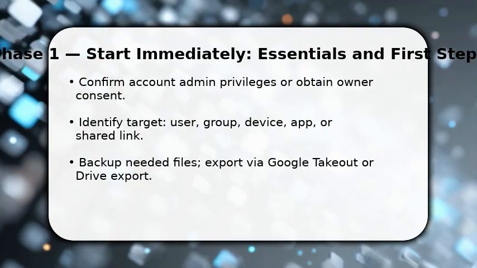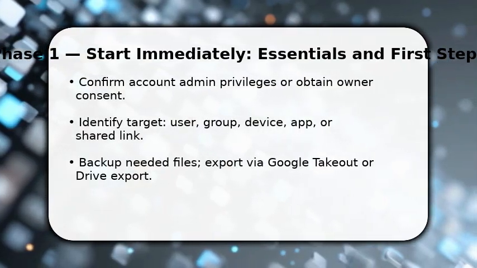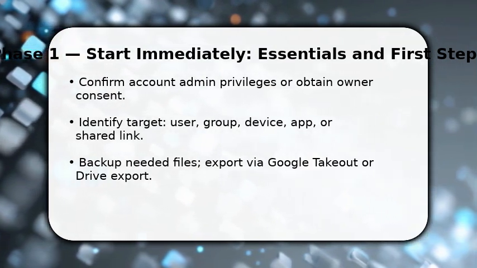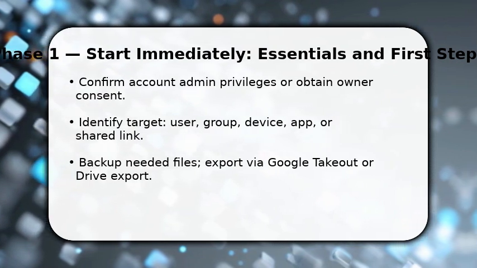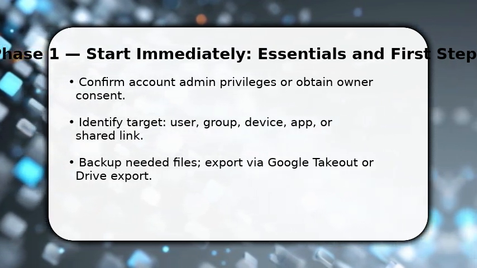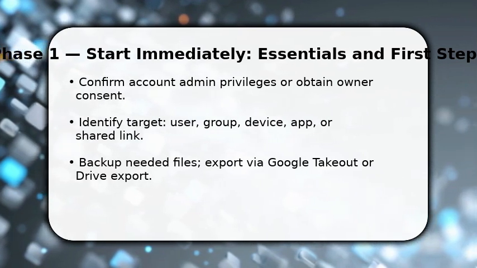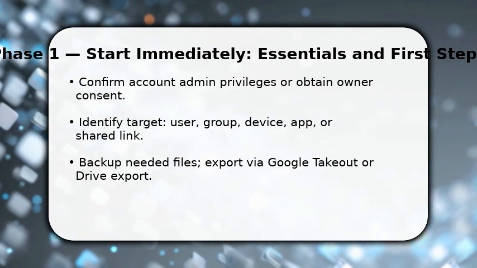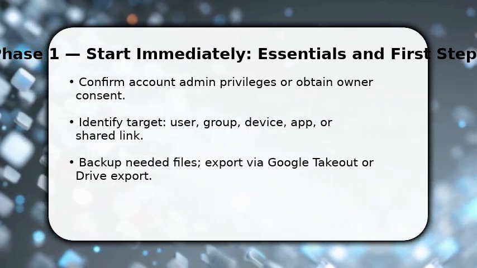Enjoy the video. You start by confirming you have admin rights or explicit owner consent. Without that, stop. Next, identify exactly what to block: a user, a group, a device, an app, or a shared link. Once identified, make a backup, export selected files via Google Takeout or Drive Export so nothing is lost.